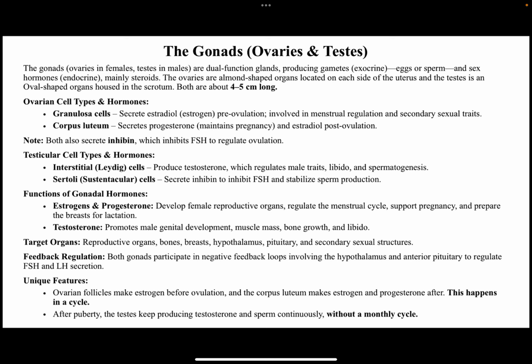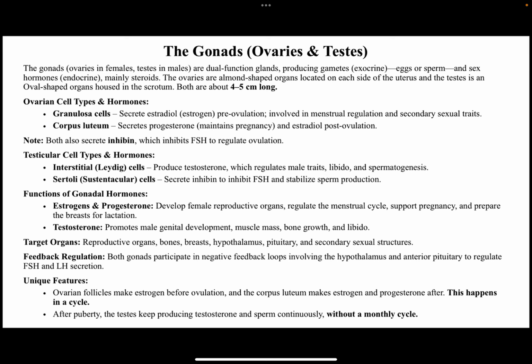Now, both of these cells also secrete inhibin, which inhibits the follicle-stimulating hormone to regulate ovulation. Okay, so both of these cells, the granulosa cell and the corpus luteum, secrete inhibin. So in an exam, if you are asked the functions of granulosa cells in the female gonad, you can mention that the granulosa cells secrete estrogen pre-ovulation. The granulosa cells are also involved in menstrual regulation and female sexual traits.